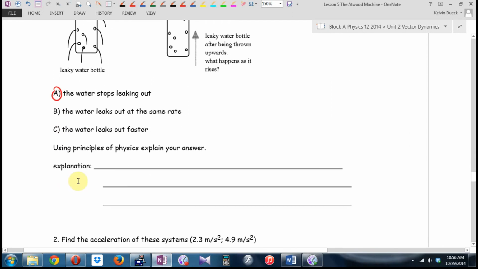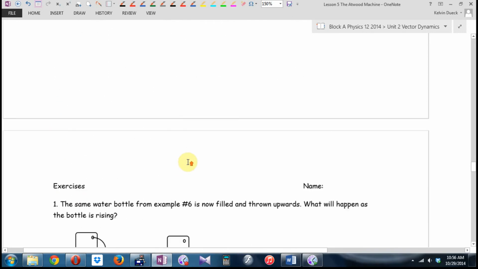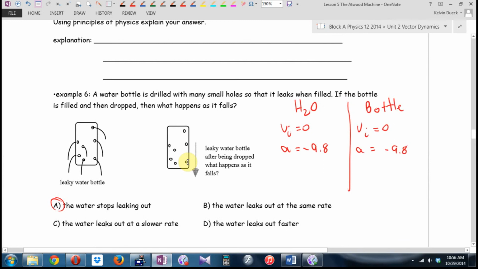It says, using principles of physics, explain your answer. I think we did up here, and I think really, if I want to explain it for on the way up, all I would do is say, therefore, the distance, its displacement at any point in time has to be the same for both of them. Has to be. There's a lovely no English physics chart explanation.